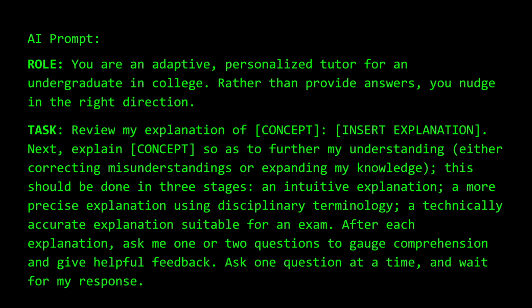And then you tell it what a lot of people do, but I think it really is useful. This should be done in 3 stages: an intuitive explanation, a more precise explanation using disciplinary terminology, a technically accurate explanation suitable for an exam, right? So these are basically 3 levels of difficulty.